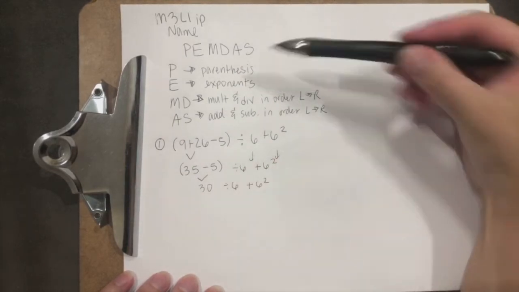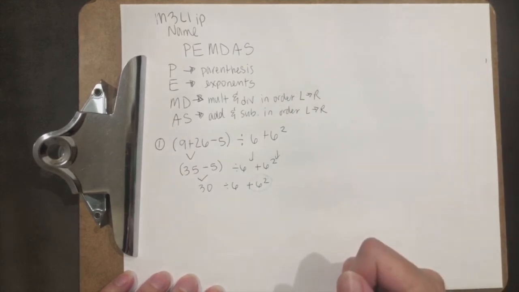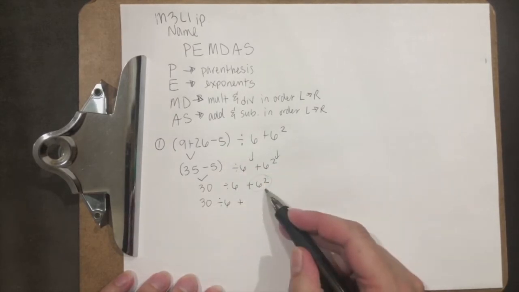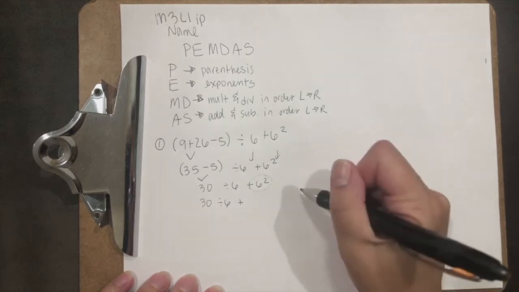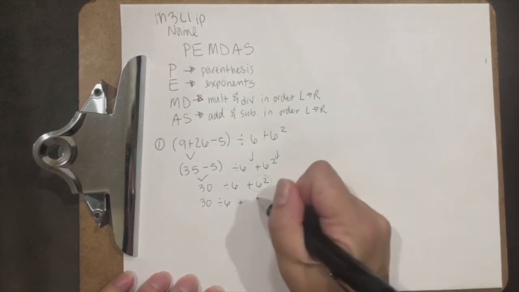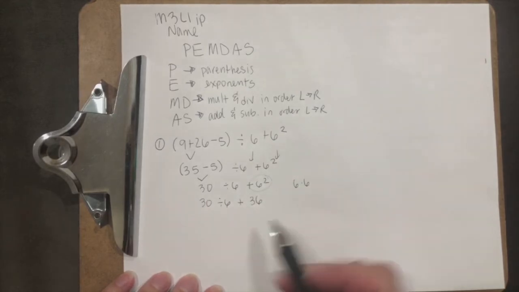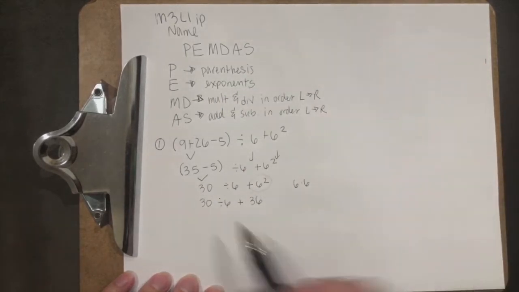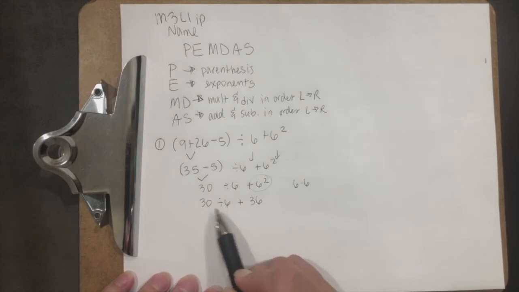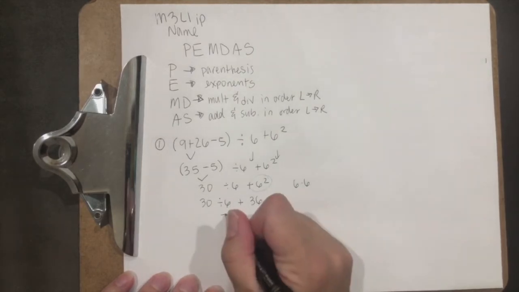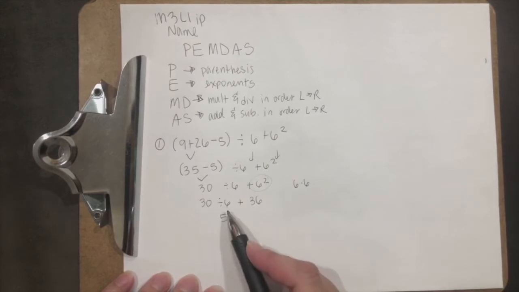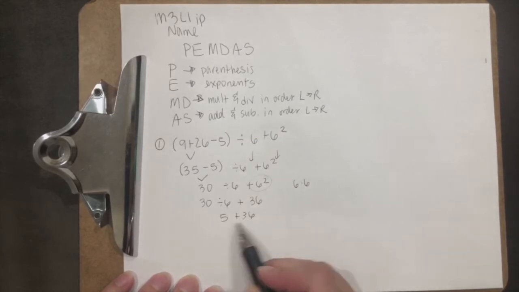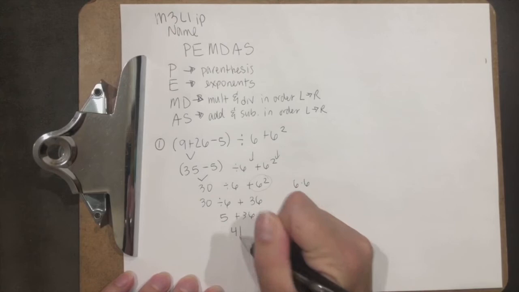Next, exponents. Well, that would be the 6 squared. So let's do that. 6 squared means that we have 2 6's being multiplied together. This is 6 times 6. So that would be 36. And now we go in order left to right, multiplication and division. So we're going to do 30 divided by 6. Well, 6 times 5 is 30, so this is 5. 30 divided by 6 is 5. Plus 36, we just bring it down. And now we add these two together. It's our last operation, and that will be 41.